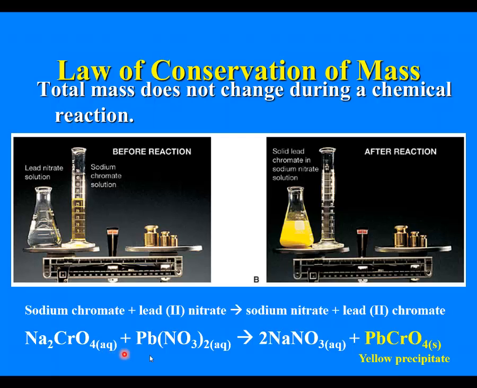I form products. One of the products is still dissolved in water, my phase label tells me down here. The other phase label in brackets is a lowercase s, which indicates a solid. So I'm producing a solid in my water-based solution as I mix these. This is called a precipitation reaction. When I mix two different salts, two different ionic compounds that were dissolved to begin with, and I form a solid that's insoluble, we call that a precipitation reaction.